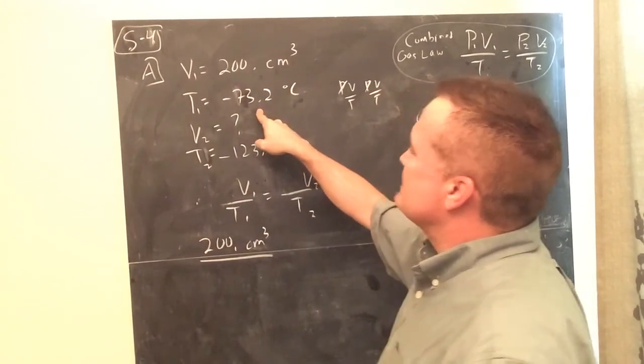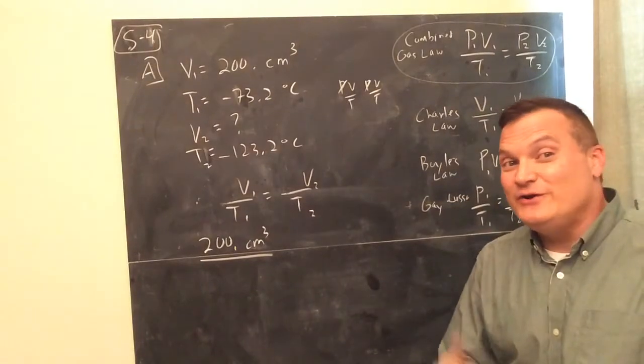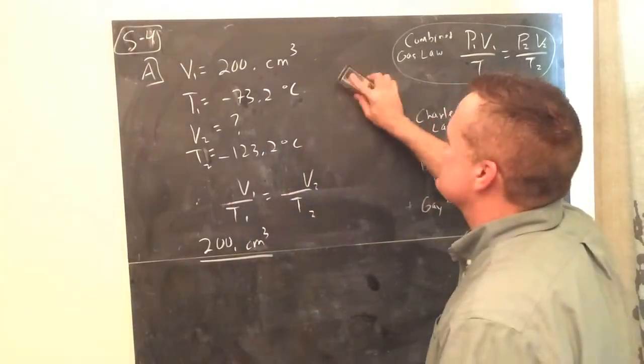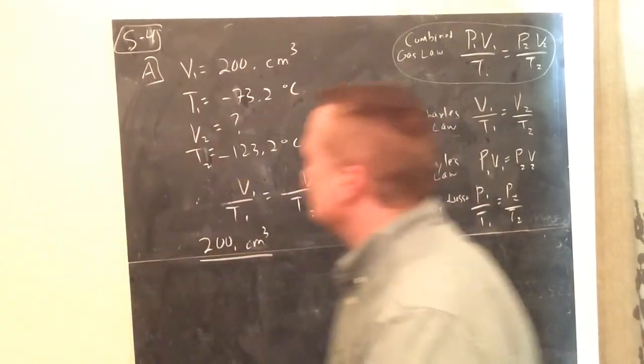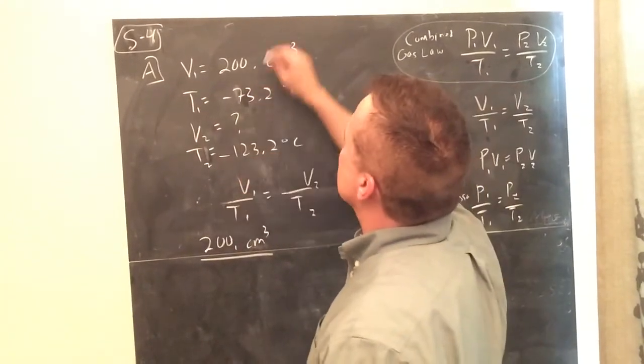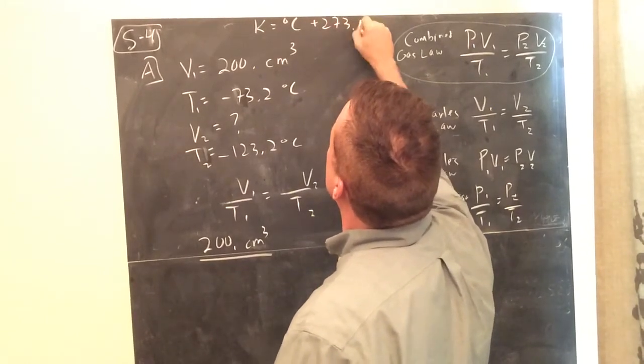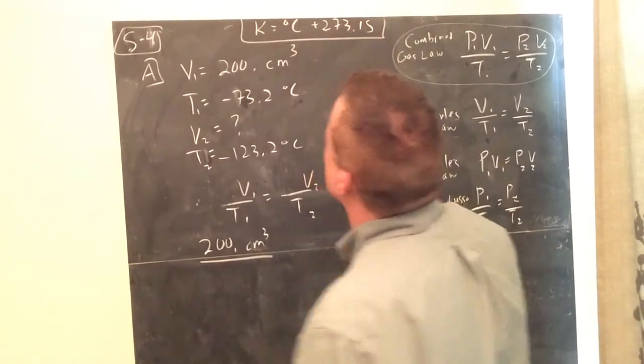The initial temperature is negative 73.2, but what do you need to do? Can you remember? You have to Kelvinize that baby. So you have to add. Remember, gas law temperatures must be in Kelvin. And Kelvin is Celsius plus 273.15. Got to remember that equation.